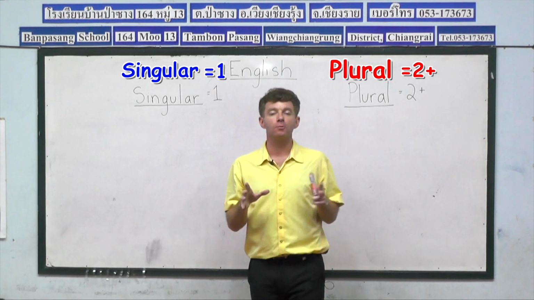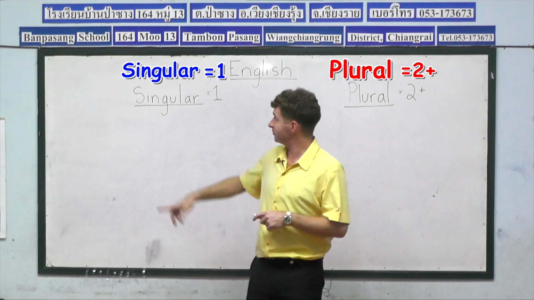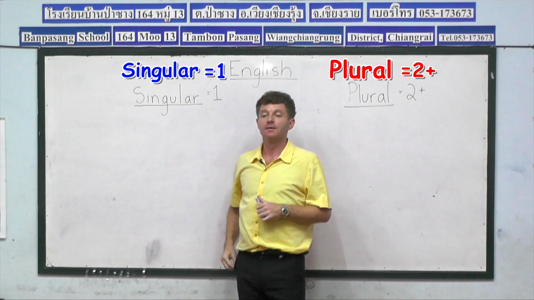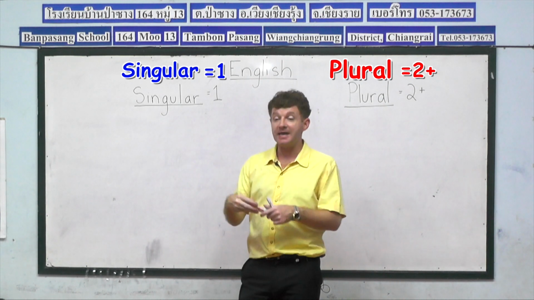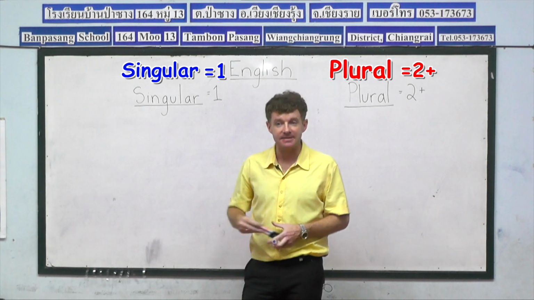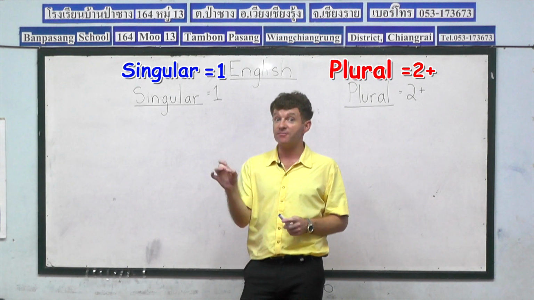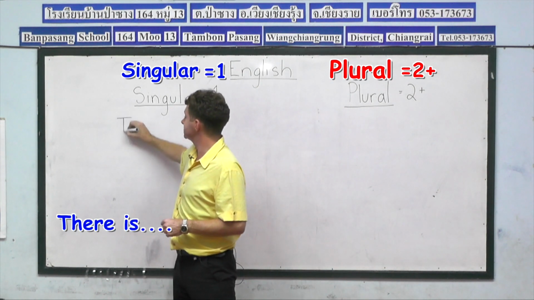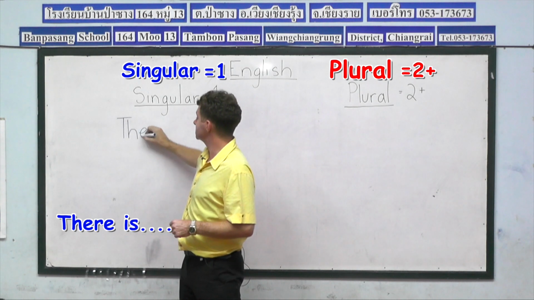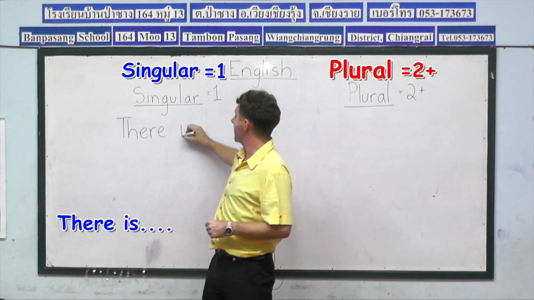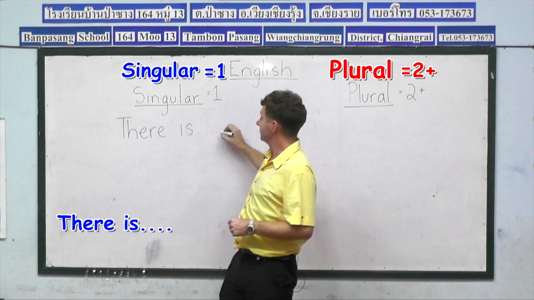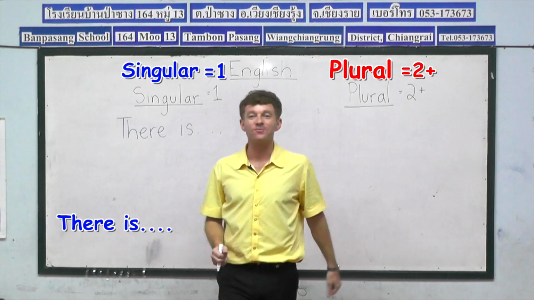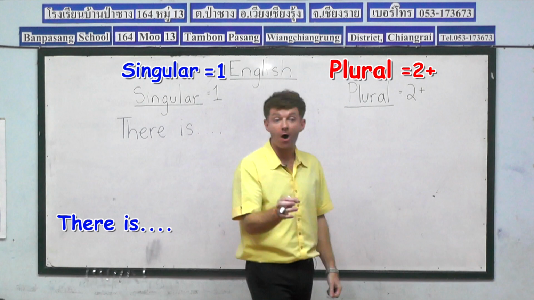So who can remember some of the phrases we've been learning about? If we have one of a singular object, what do we say? Singular, we say there is. Okay? If we have one of a singular object, there is. T-H-E-R-E-I-S. But what about if we have plural objects? Excellent. Well remembered, guys. There are.